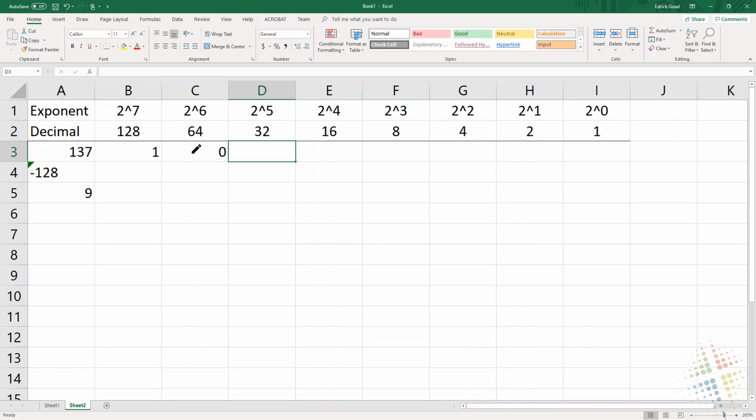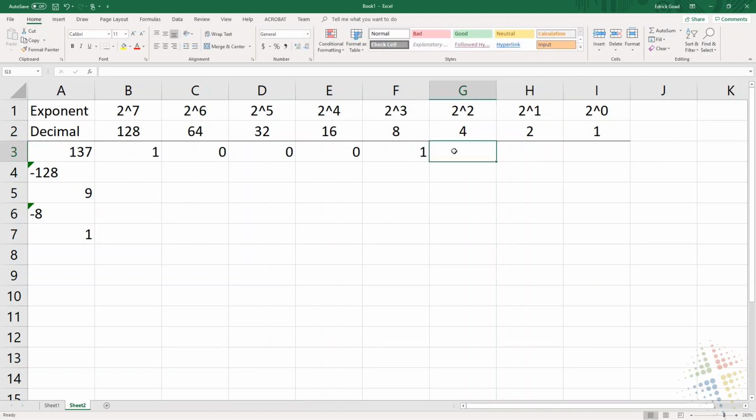All right, continue on. Can I subtract 32 from 9? No. Therefore, my answer is 0. Can I subtract 16 from 9? No. Can I subtract 8 from 9? Yes. I can subtract the number 8 from the number 9. Therefore, I write a 1 here. And then my number 9, I subtract 8 from. 9 minus 8 is 1.